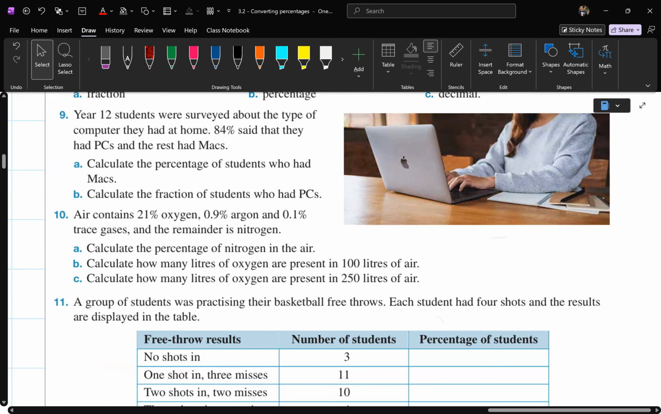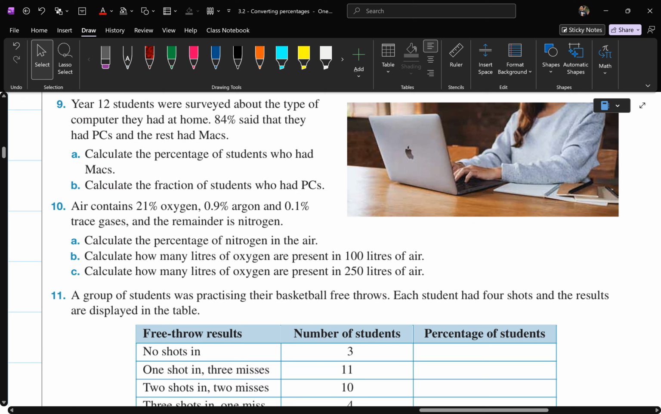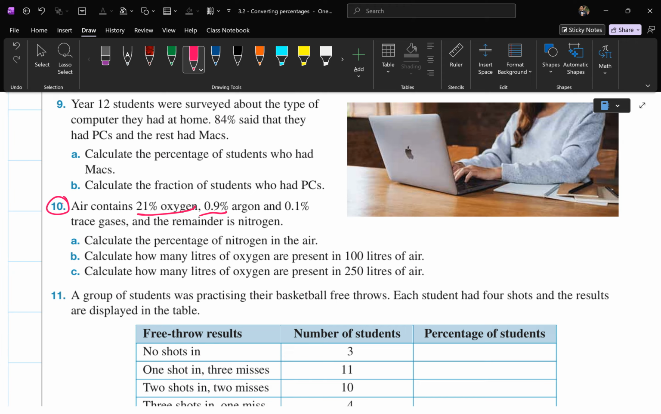Maybe I'll do question 10. I'll do question 10 and I'll finish it off there. Question 10, what's this? Air contains 21% oxygen, 0.9% argon, and 0.1% trace gases. And the remainder is nitrogen.